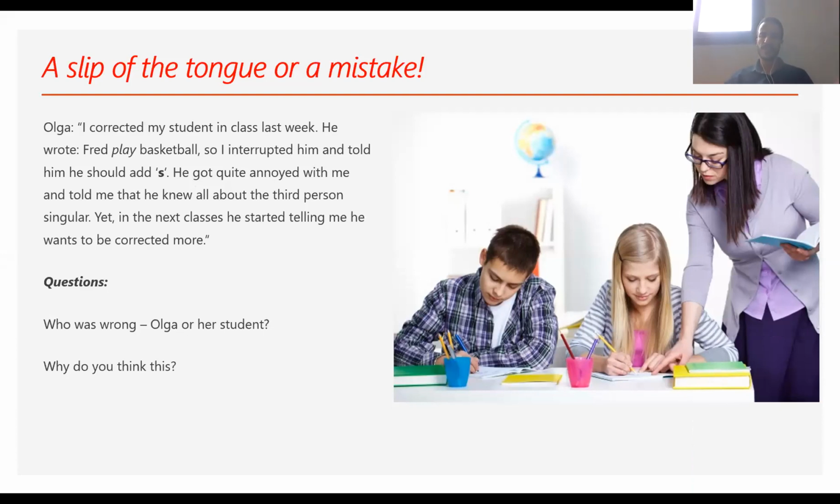Number one, the student: there is a contradictory point of view. At first, he said he didn't like to be corrected, but later he asked her for correction.